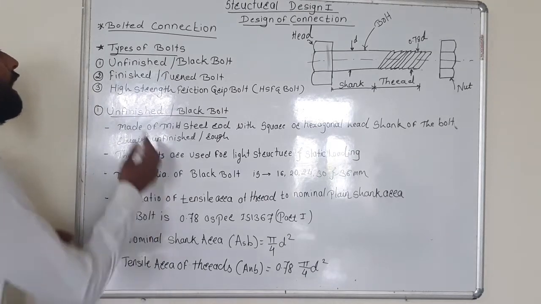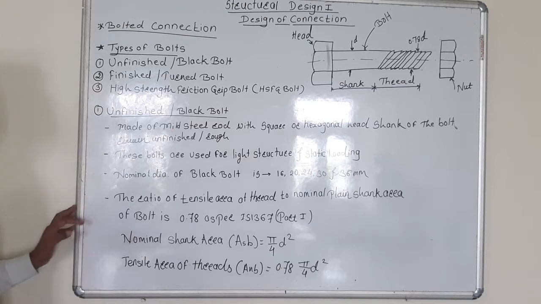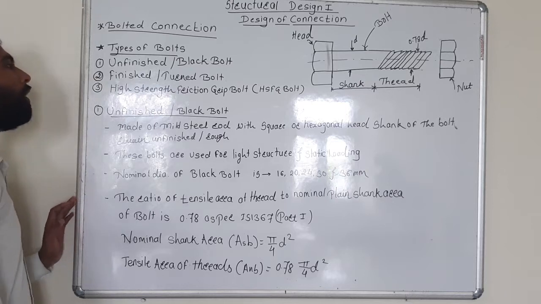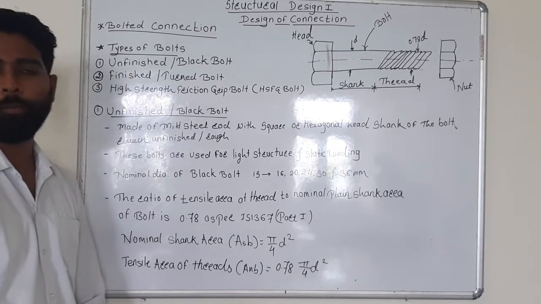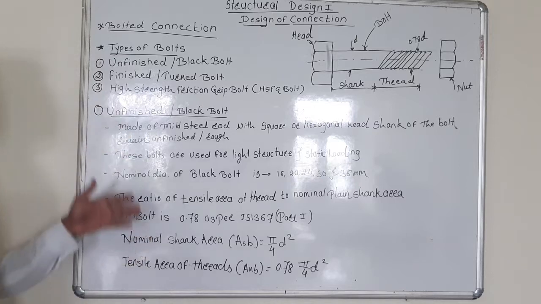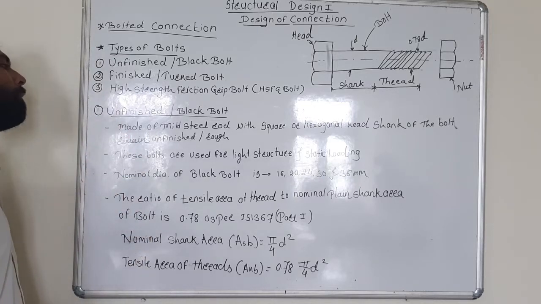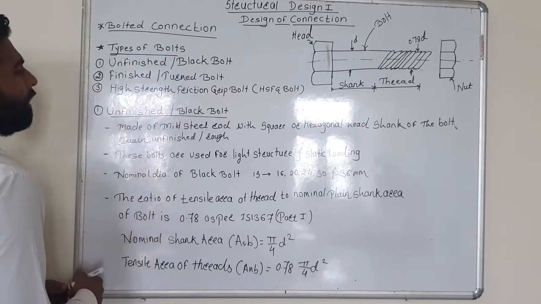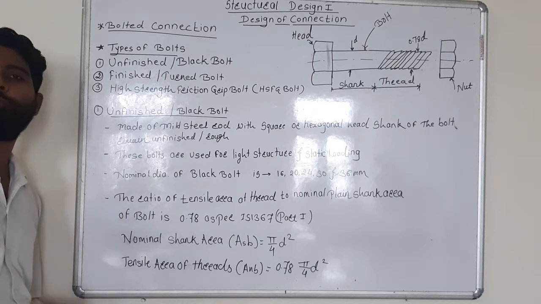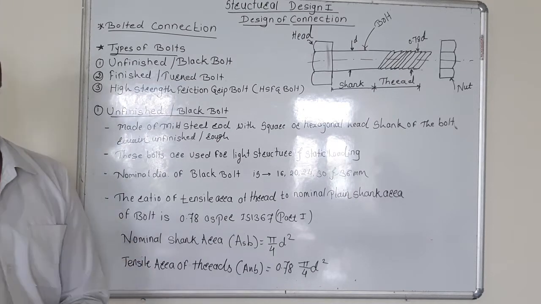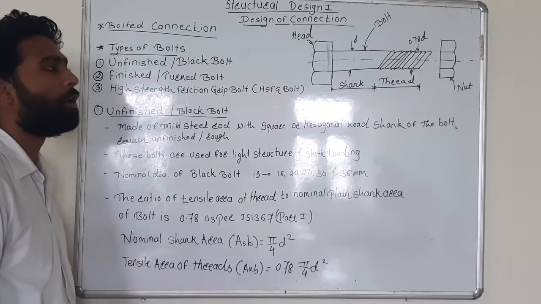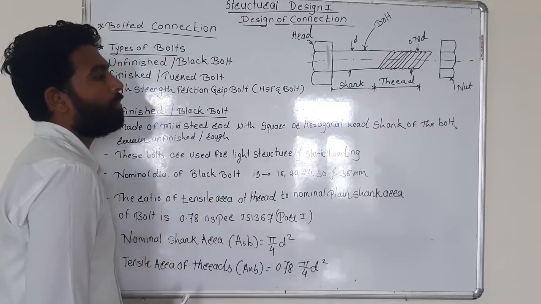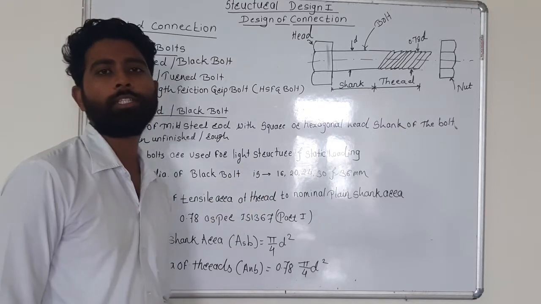The first one is the unfinished black bolt. This is the common type. The second is the finished or turned bolt, and the third is the high strength friction grip bolt. From these three, the first one is the unfinished black bolt. The unfinished black bolt is made up of a mild steel rod with a square or hexagonal head.